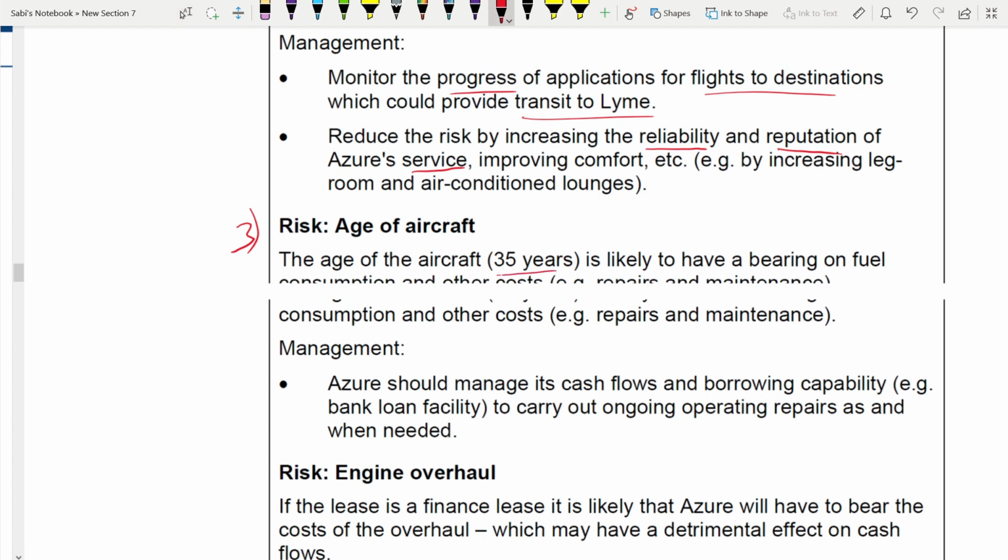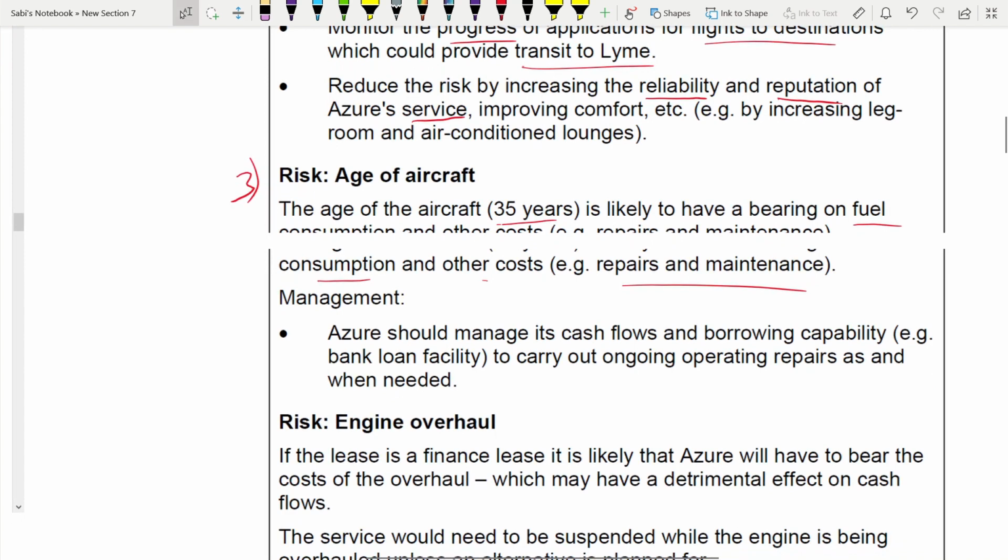Old means what? It will be bearing on fuel consumption, as well as there will be other repairs and maintenance cost. So here management has to work on the repairs and the maintenance cost. To meet the maintenance and repair cost, every year you need a good amount of cash flows. Make sure you manage your cash flow as well as borrowing capability. You might have to take a loan sometimes to manage the repair and maintenance. See, repair and maintenance is an ongoing activity. It's not once a year. That's why you need cash flow, and borrowing capability has to be there in place.